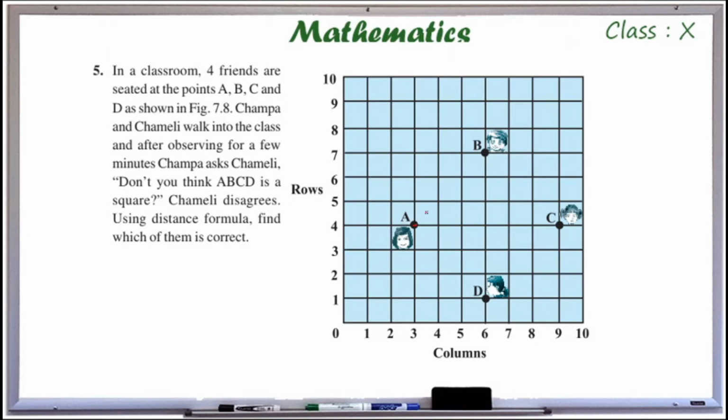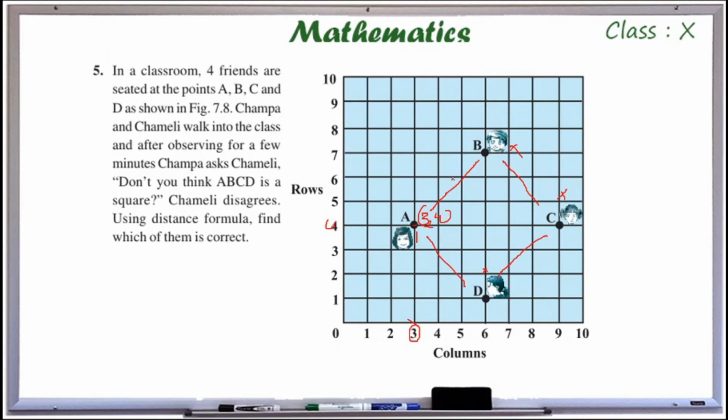So we have to check whether ABCD is a square or not. We have already done this kind of problems. So you have to identify the coordinates first. A is equal to (3, 4). So you have to identify these 4 coordinates and find the distance between these 4 points, and check whether it is a square.